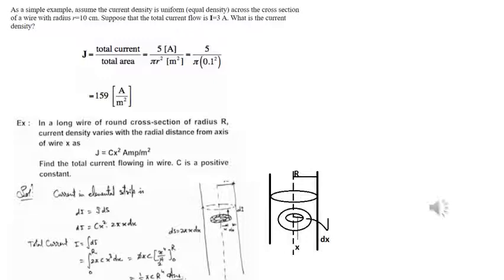The second question: in a long wire of round cross section of radius r, current density varies with radial distance from the axis. Means from the center you are moving. The dotted line shown is the center point. As you are going from the center, starting from 0, the more you go outside, you cover maximum distance r. So the variation of x could be 0 to r. And if from the center I am moving a little distance x, then how is the current density varying? C x square. C is a positive constant.